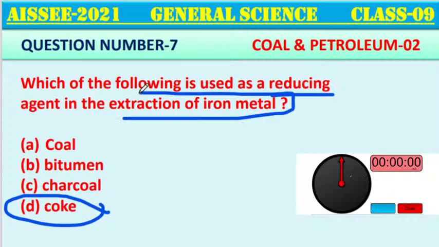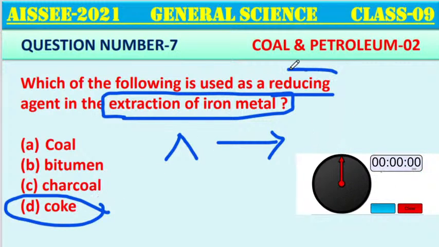So you all know that iron is not found in its native form. So what we do is extract iron ores, and these iron ores go through different processes to make iron. In this process we use coke as a reducing agent. In one of those processes we use coke as a reducing agent.